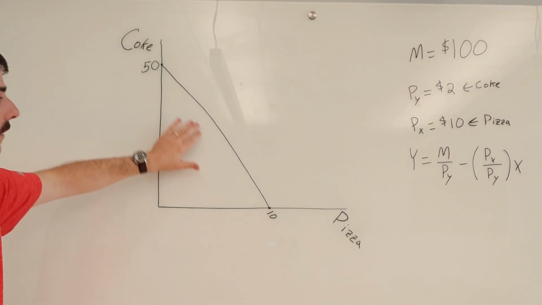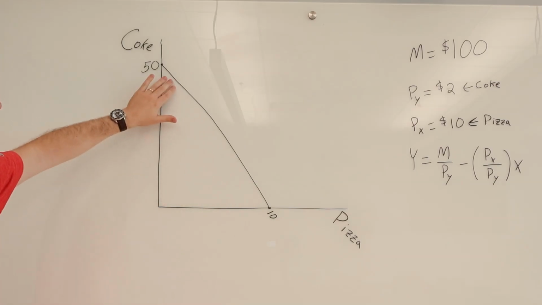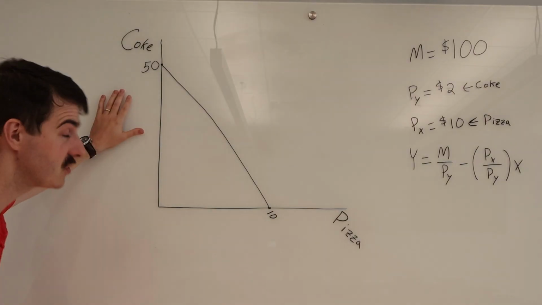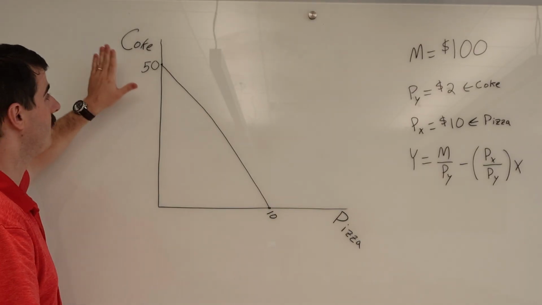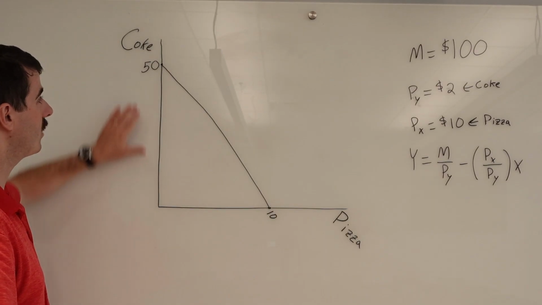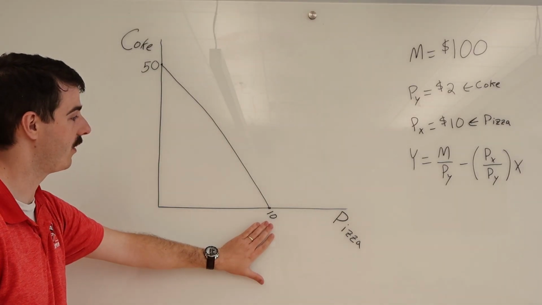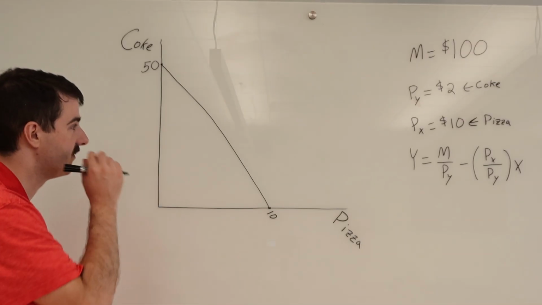This is going to be our budget constraint or our budget line. And that should be a straight line, even if mine's got a little bit of a curve to it. That's a straight line, all right? From 0, 50 to 10, 0, right? Our 2 points that we've got here.